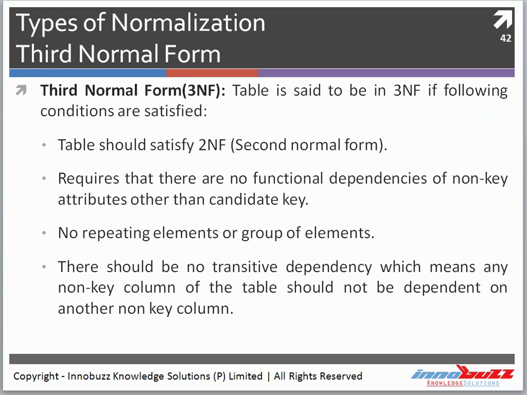Third normal form, 3NF. A table is said to be in 3NF if the following conditions are satisfied. The table should satisfy 2NF. There are no functional dependencies of non-key attributes, no repeating elements, and there should be no transitive dependency.